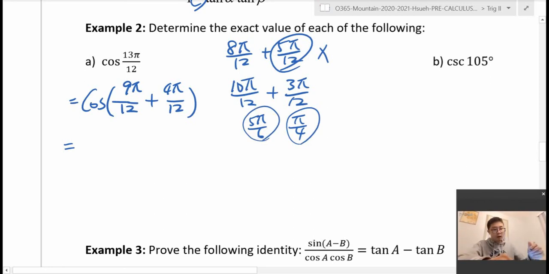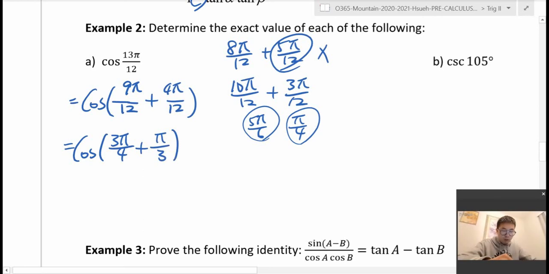Just like our case here, if we reduce 9 pi over 12, we get 3 pi over 4. And if we reduce 4 pi over 12, that's pi over 3. Both of these angles are either special angles or its reference angle is a special angle. So that will work. But again, this won't work.